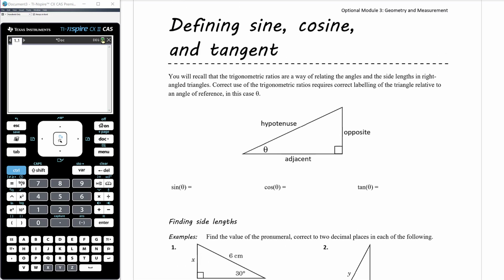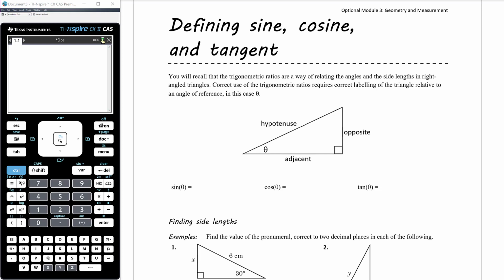So it's probably slightly misleading calling this defining sine, cosine and tangent, because that's something we do in maths methods. We're not in any way defining them here, but we are looking at how to use them in a right-angled triangle. So in a right-angled triangle, sine of the angle, so we're talking about this marked angle here, theta, is equal to the opposite side length divided by the adjacent side length. Sorry, opposite side length divided by the hypotenuse.